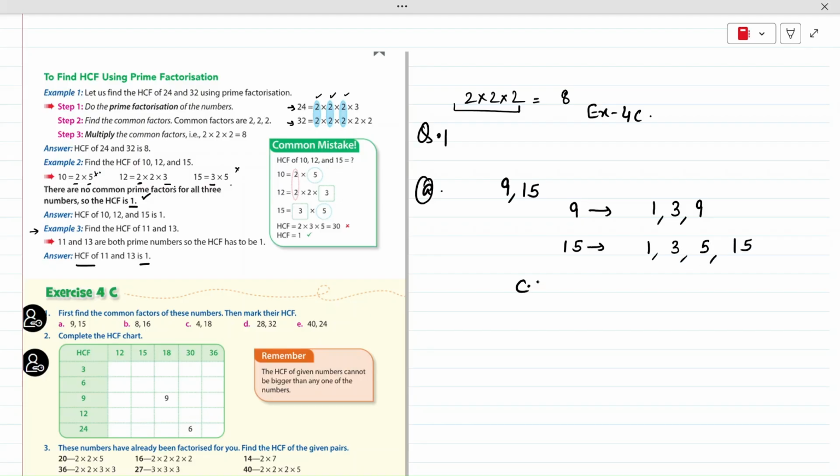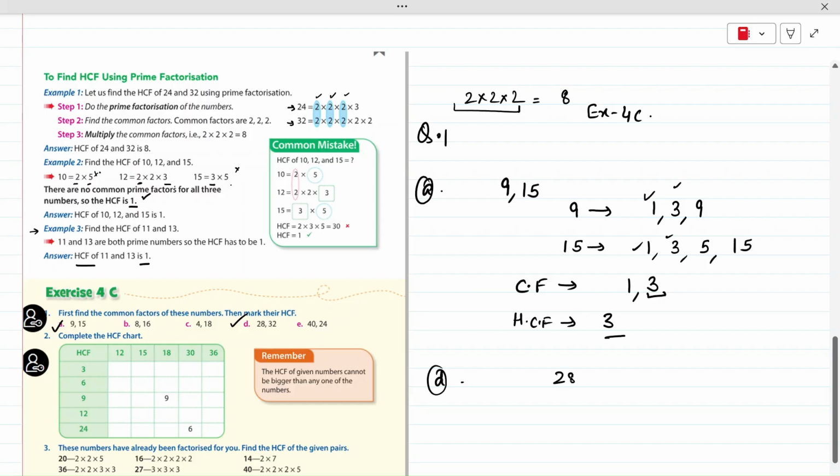What are the common factors? I am denoting the common factors as CF here. 1 is common and 3 is common. Okay. So 1 and 3 are common factors. And now coming to HCF, the highest common factor. Among these two, which is highest? 3 is highest. So 3 is the highest common factor. Easy.